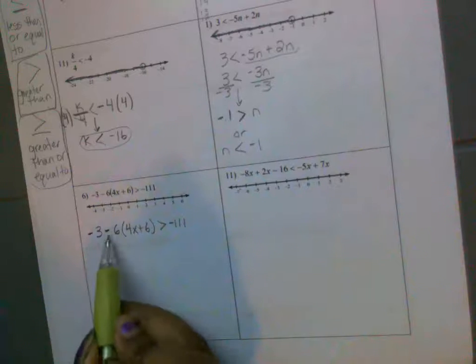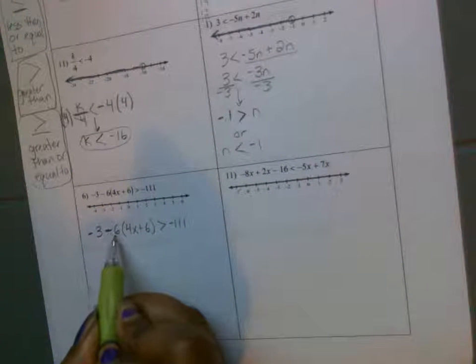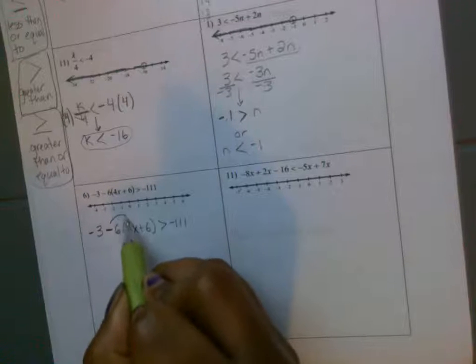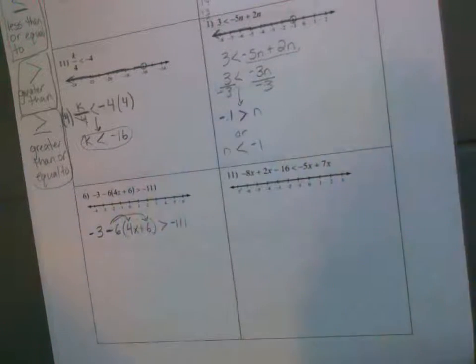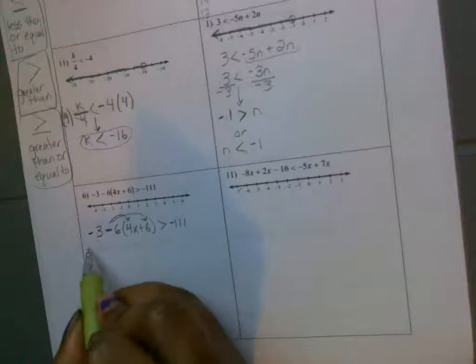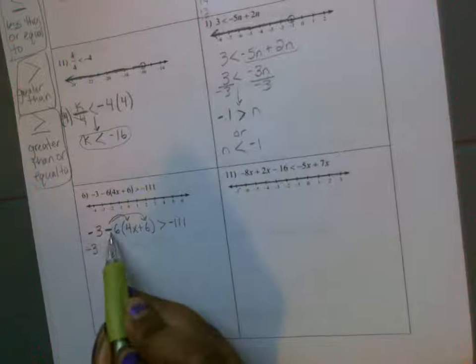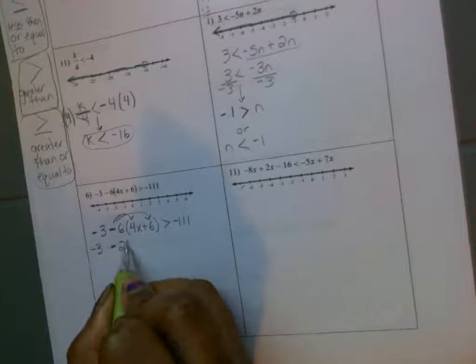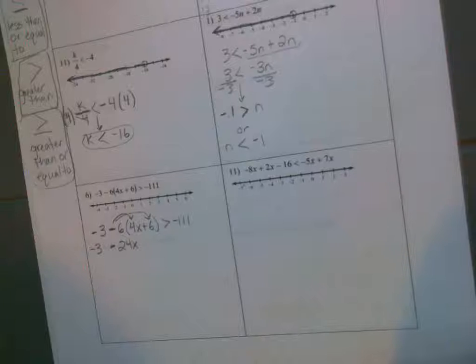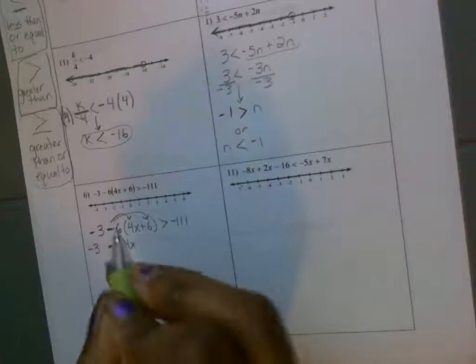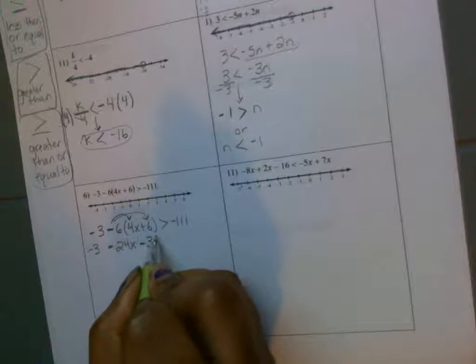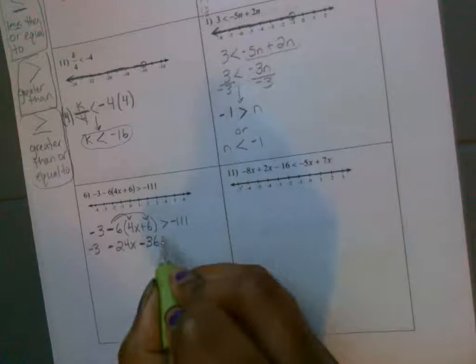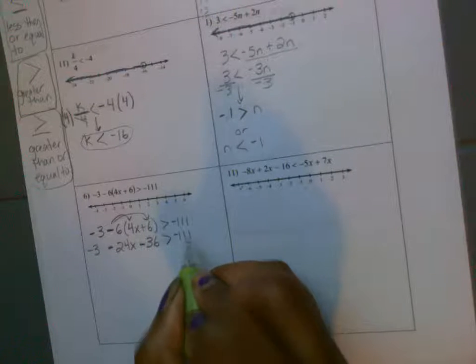So we're doing distributive property first. There is a minus sign in front of this 6. So this makes this a negative 6. So you're going to multiply negative 6 times both numbers in the parentheses. That's distributive property. You're going to bring down this negative 3. Negative 6 times a positive 4x is a negative 24x. Negative 6 times a positive 6 is a negative 36. This is distributive property here. Bring everything else down. Are there any questions?